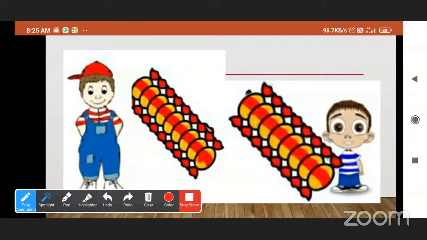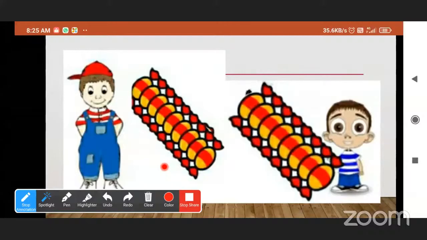Your elder brother has these many toffees. See here, these are a lot of toffees. We do not know the exact number. We don't have to count these toffees. And you also have a good number of toffees. Now, we do not know the exact number. We don't know what is the exact number of these toffees.